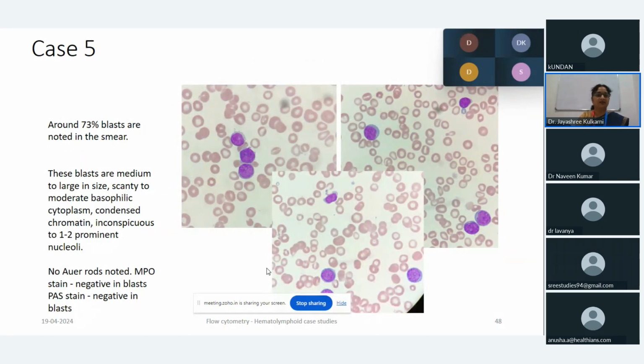Now coming to another case, the smear showed 73% blasts. They were small in size. Nothing much you can really appreciate from this.